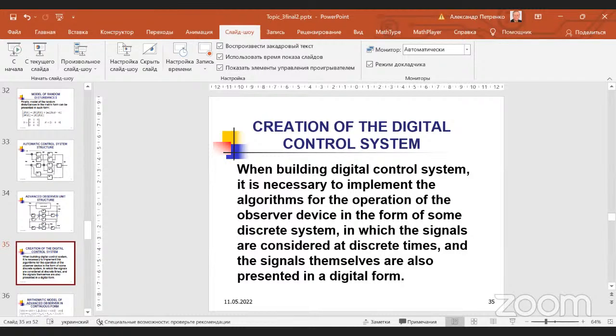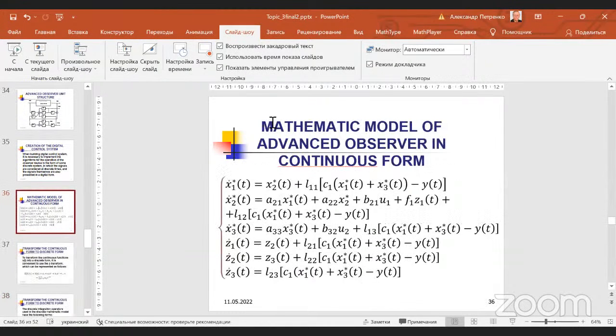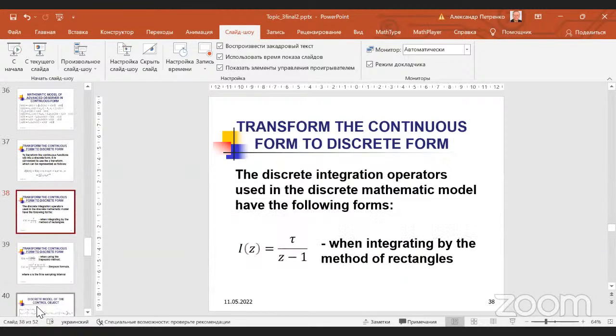So here we can say that when building a digital control system, it's necessary to implement the algorithm for the operation of the observer device in the form of some discrete system, in which the signals are considered at discrete times. And the signals themselves are also presented in digital form. Let me change my slides.